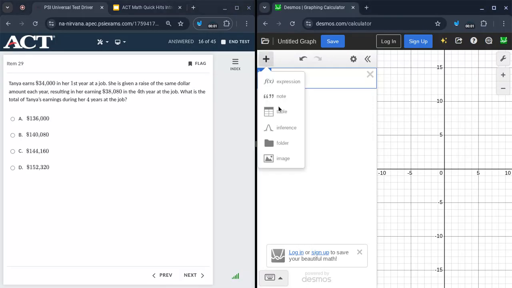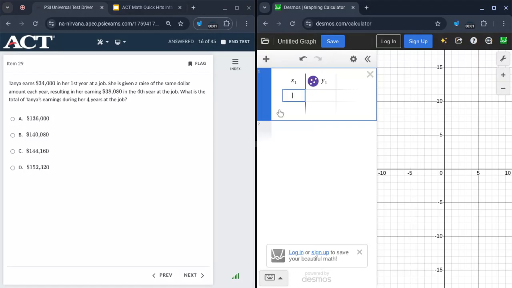All right, so first thing we're going to do is add a table. So we hit the plus button, and we just put in the first bits of information, right? Our first year, so our time is X, and then our output is how much money she was making. So 1 and then 34,000. And then we know our final year is 4, and then the amount of money she made there was 38,080.